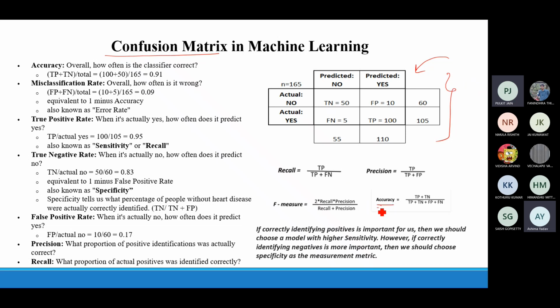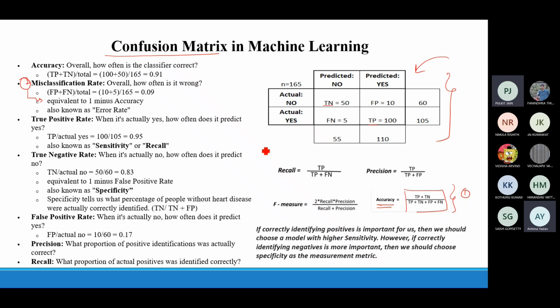Let's say I have accuracy. The formula to calculate accuracy is this. You have the TP and TN values divided by every other value that is there in the matrix. So that's how you calculate the accuracy. Then, if you want to calculate the misclassification rate, or the error rate, the formula is equivalent to 1 minus accuracy, which is very obvious.